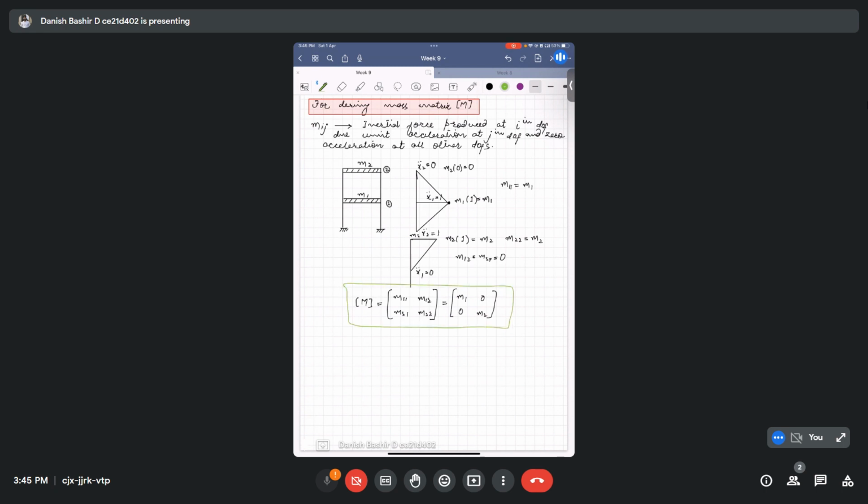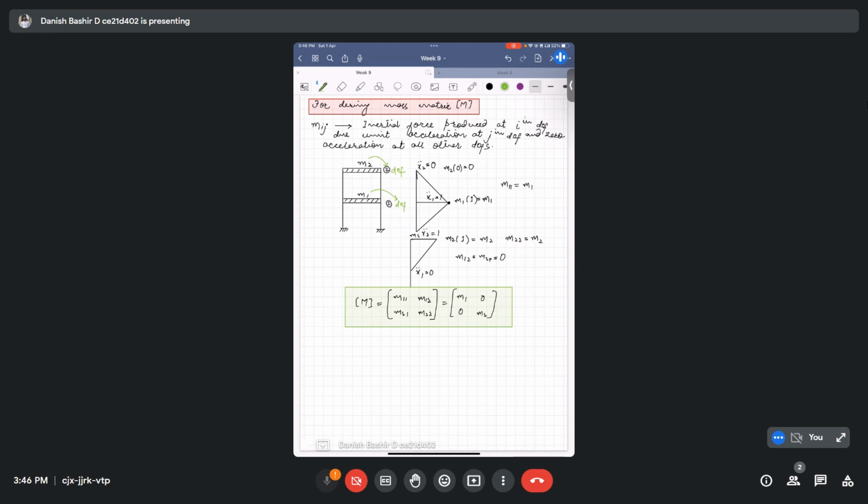So one thing important to note here is that our mass was lumped at the points where the degrees of freedom are exactly defined. So here is the degree of freedom, DOF, and here is the degree of freedom defined at DOF. Exactly at the same point, mass is lumped. So for systems where the degrees of freedom are defined and exactly at the same point masses are lumped, we get a diagonal mass matrix.